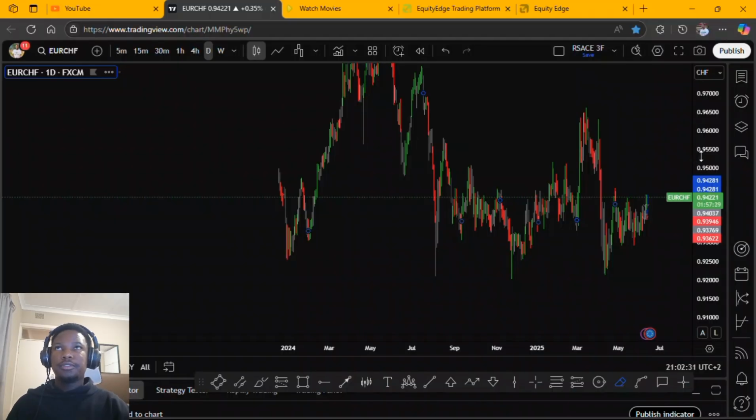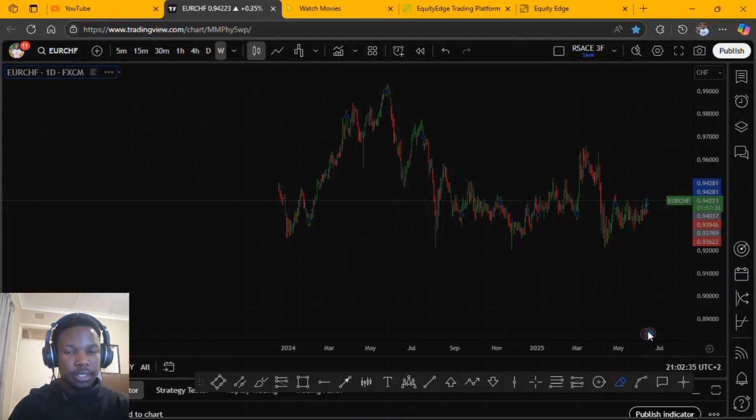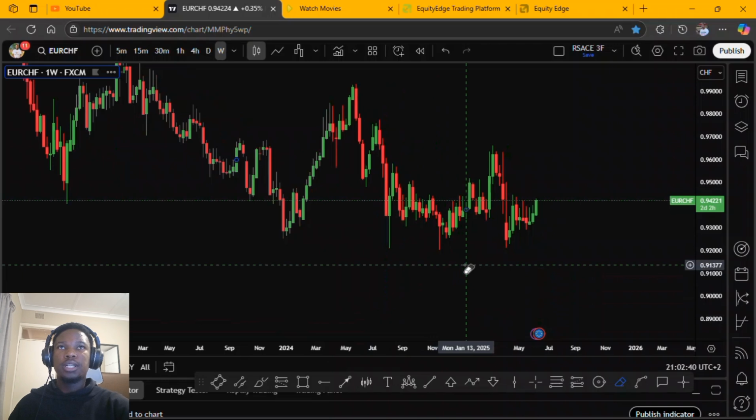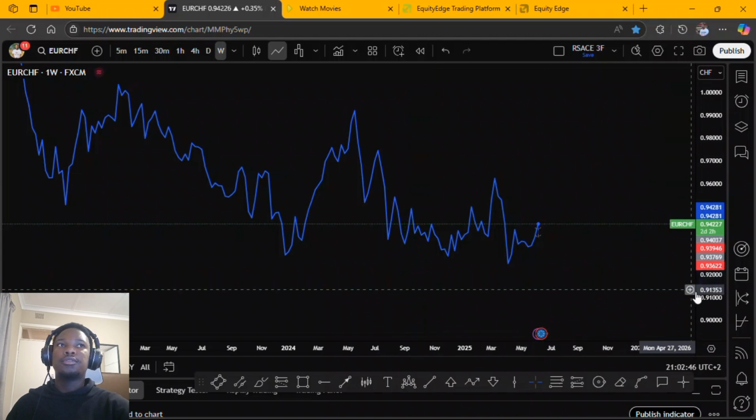This is Euro CHF. So first of all, we are going to start on a daily time frame. On a weekly time frame. So on a weekly time frame, as you can see, let me go to the line graph.